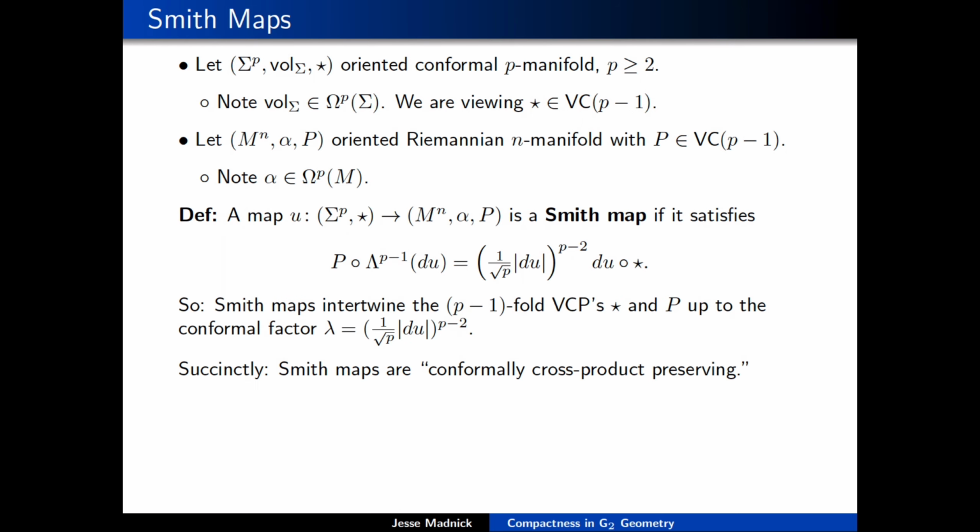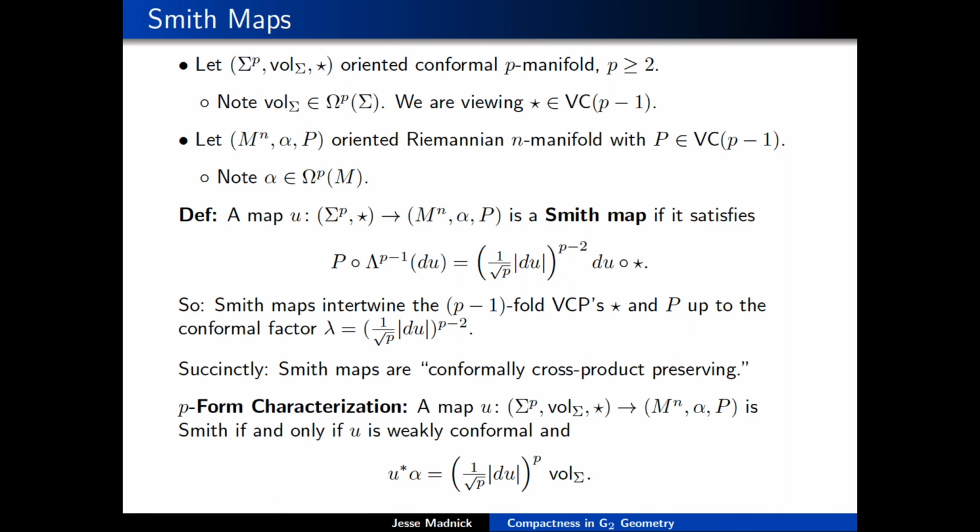Okay, so what this says, just like in the associative Smith case, this is clearly a generalization, is that Smith maps intertwine the p-1-fold vector cross products given by the Hodge star on the domain and P on the target. They intertwine them up to this somewhat strange conformal factor. Notice that this conformal factor goes away when p equals 2, for example. It also goes away, for instance, when p is 3 or 4 under the condition that U is an isometric immersion. Okay, and by goes away I mean equals 1.